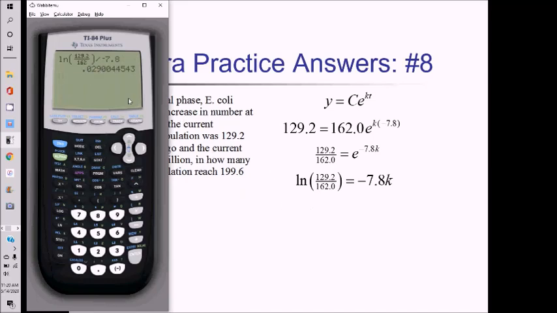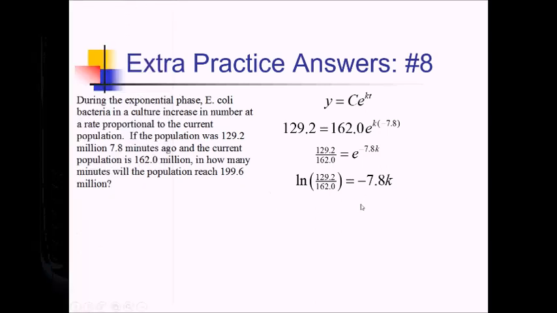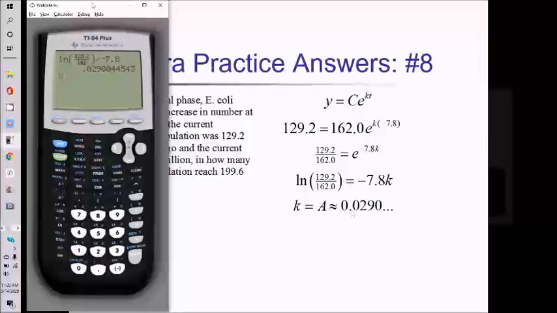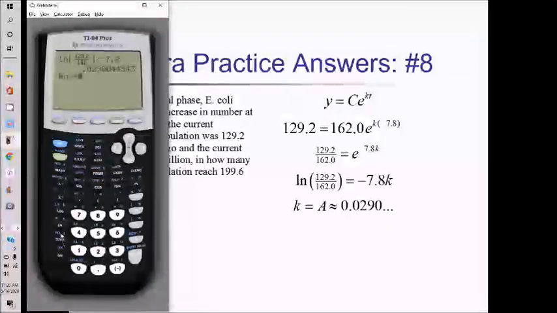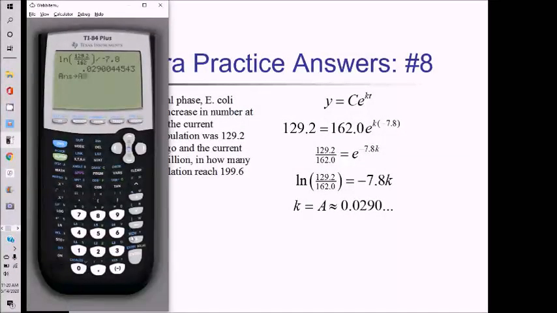Now I'm going to be using this value later on, and I want to be as accurate as possible, and I don't feel like writing it. So I'm actually going to store this k value as some constant, which I'm going to call a, which is, again, approximately 0.0290 and some change. And I'm going to do that on my calculator as well. So let me go to store, and then we'll do alpha a, enter. There we go. So now I can just reuse that whenever I want.